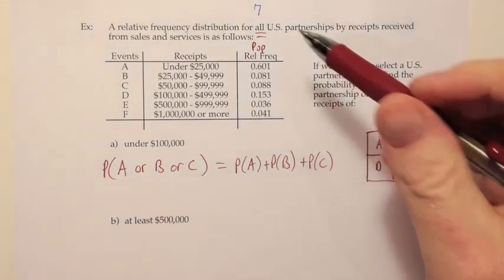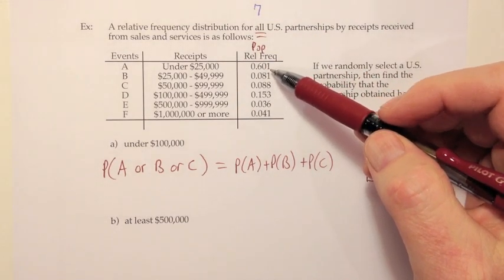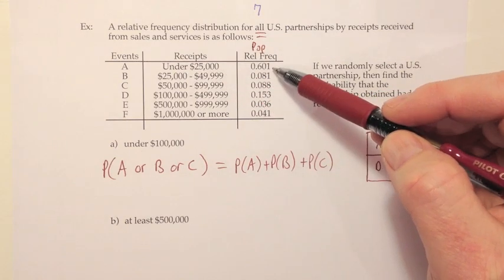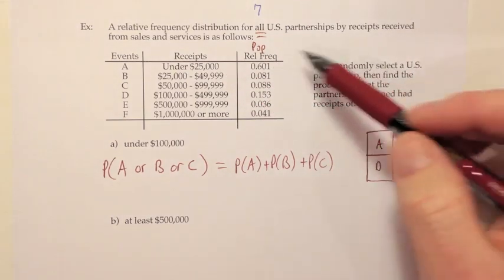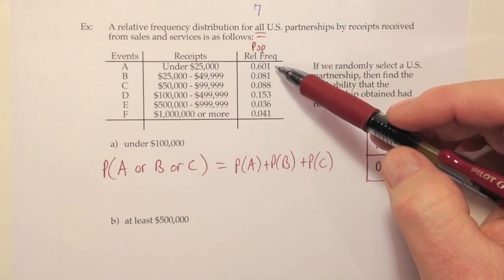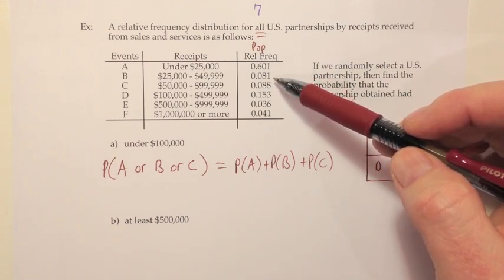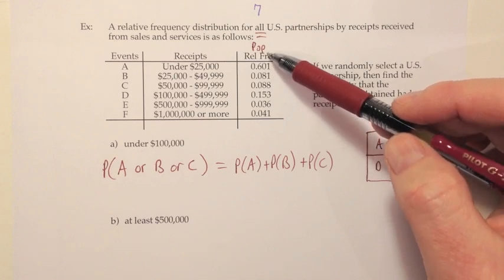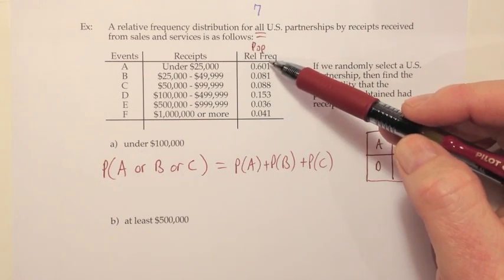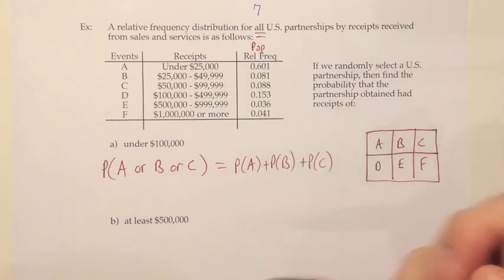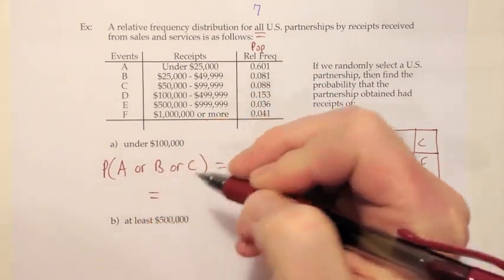And if you think about how did they get that, they counted how many businesses or partnerships had receipts of under 25,000, and they divided by the total number of partnerships. That's how you get relative frequency. And that's exactly the calculation we would like to make for probability. So we don't have the numbers to do it ourselves, but if you're given population relative frequency, then that numerically is the same as the value of the probability.